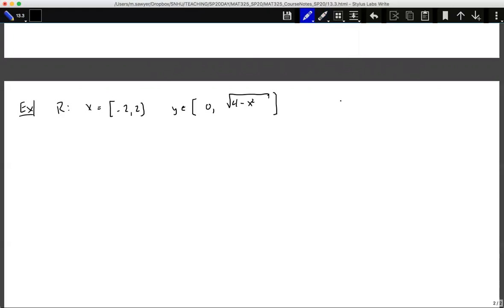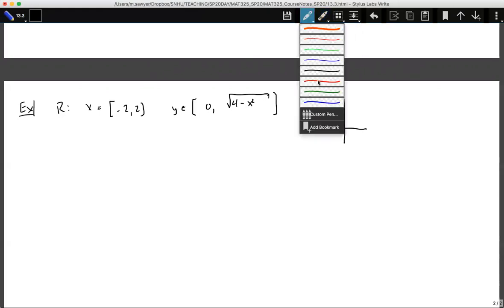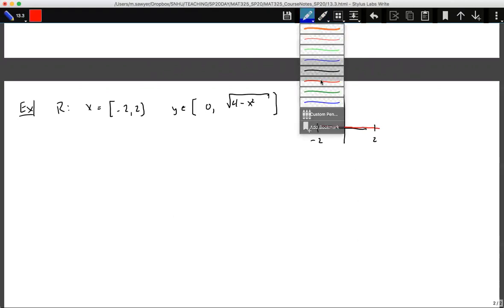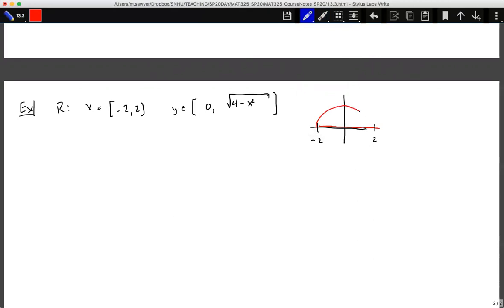To visualize this region, we know that the x-axis is one of the bounds for y. So let's go ahead and indicate that in red. So that's our lower bound for our y region. X is bounded from -2 to 2. And our upper bound is this upper half of the circle of radius 2. So it looks like we have the upper half of a circle. So this is our region R.